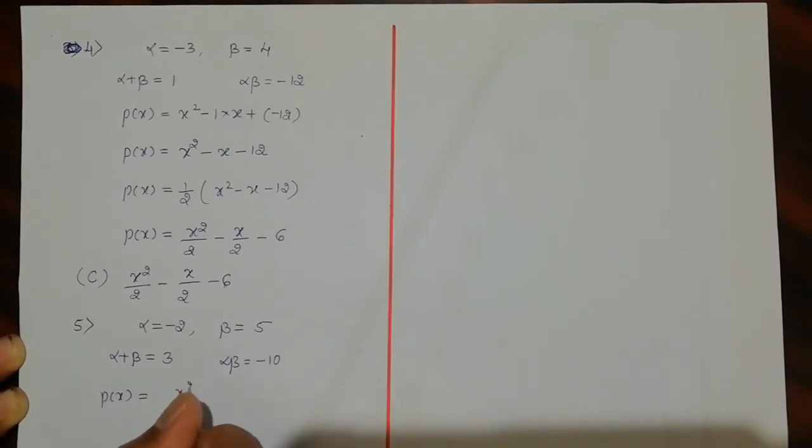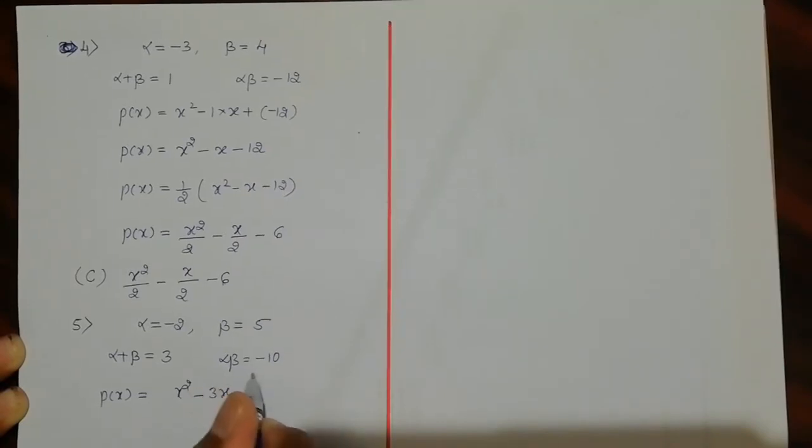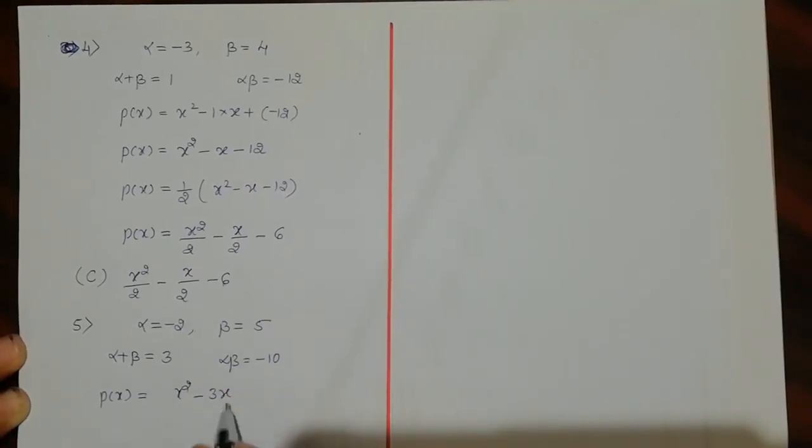Now look at here, the required polynomial can be given like this. x square minus alpha plus beta, which is actually what? 3 into x. Alpha into beta is equal to what? Minus 10. So plus into minus, it will become minus, and then minus 10. This is actually the required polynomial, but I told you in the previous problem, you can multiply any number to this polynomial, means multiply for all the three terms. If you multiply by minus 1, the polynomial will change like this. P of x is equal to minus x square plus 3x and then plus 10.